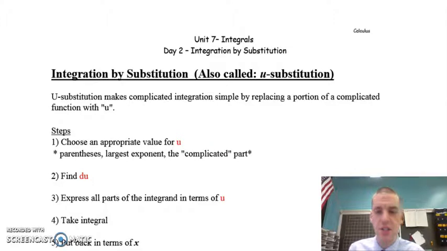Today is integration by substitution. It's the opposite of chain rule. We also call it U-sub for short. So we have the steps right here.